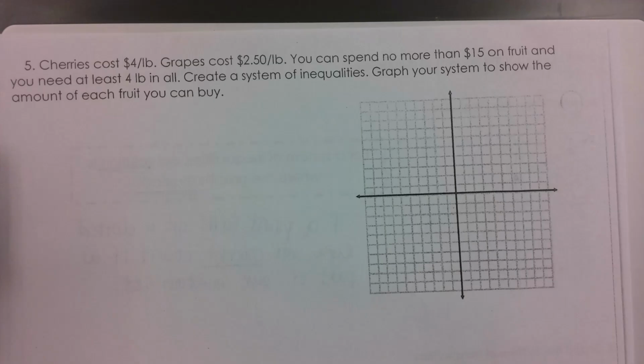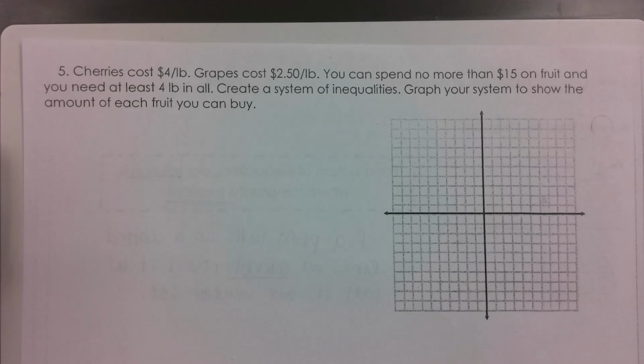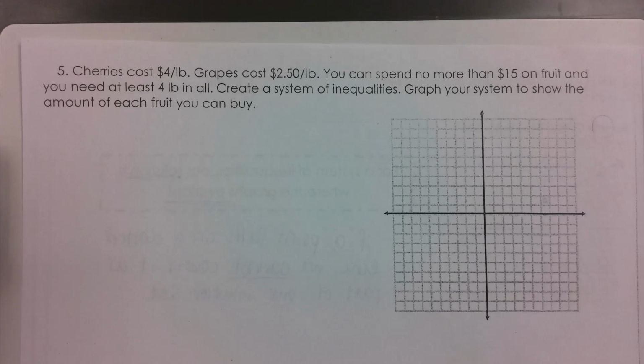The first one on the back, we're talking about cherries and grapes. So cherries are going to cost us $4 a pound. Grapes are $2.50 a pound. You can spend no more than $15 on fruit, and you need at least 4 pounds in all. So we're going to create a system of inequalities to model that, and then we're going to graph it.